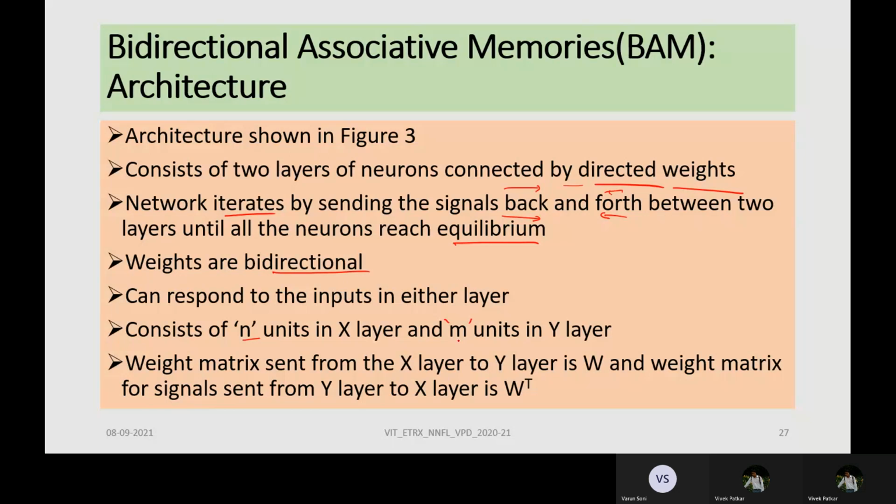A very important thing: whenever we go from the input side to the output side, we take the weights as W, and when we come the other way, we take W transpose. That's the only difference. Is it clear? Okay, sir. Got it.